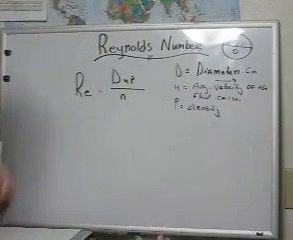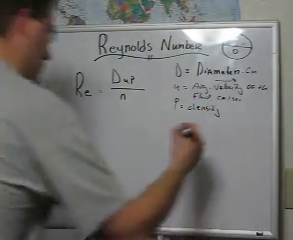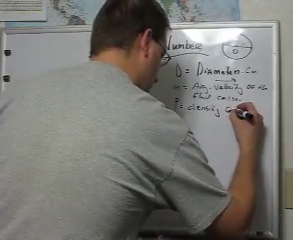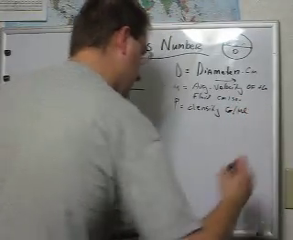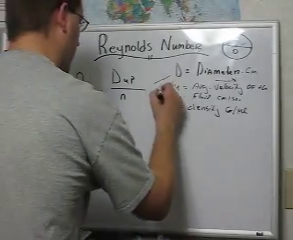This little p here is just the density. Density is mass per unit volume. So in this case, what we're looking at is grams per milliliter. Okay, so that's the top part here.